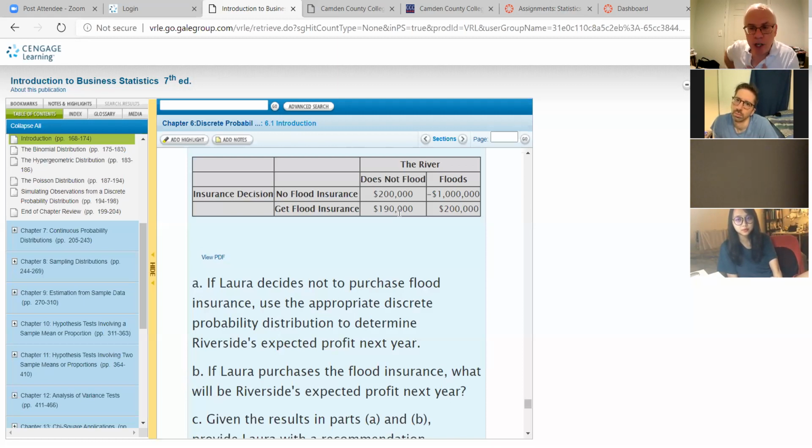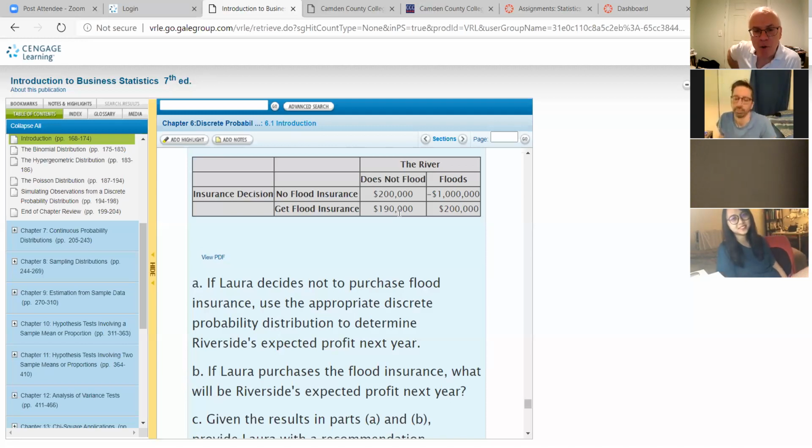So if I'm the insurance salesperson, I'm going to emphasize that to her. She'll say, well, I took this statistics class, and my expected profit over the long term per year is $188,000. I feel pretty good not getting this flood insurance. Then I counter and say, that might be true over the long term, but what if the river floods this year? What if it's this year that it happens? You're going to lose $1 million and you're going to be out of business. And then Laura gets a little bit shaken by that.